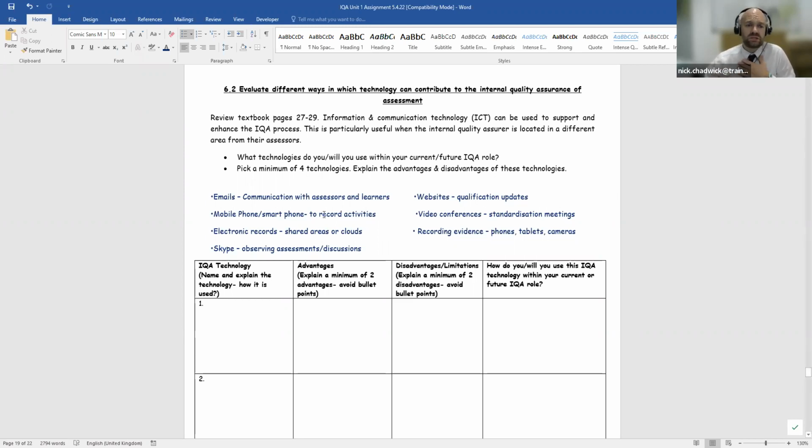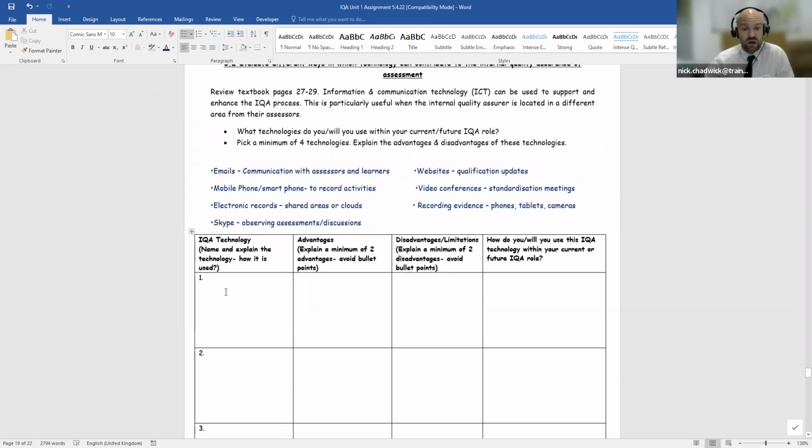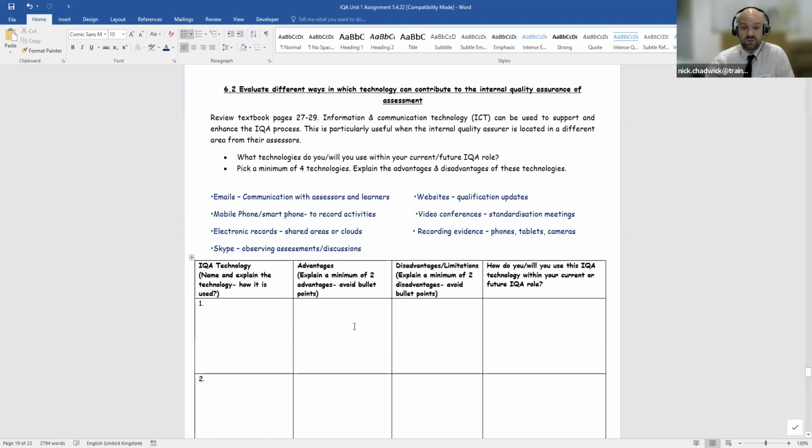Now, what I'd like for you to do is to pick out any 4 different technologies which is going to support you within your IQA role. We would like for you to name the technology within the grid, to explain 2 advantages of the technology, 2 disadvantages or limitations, and to explain how you will use this IQA technology within your IQA role as well.